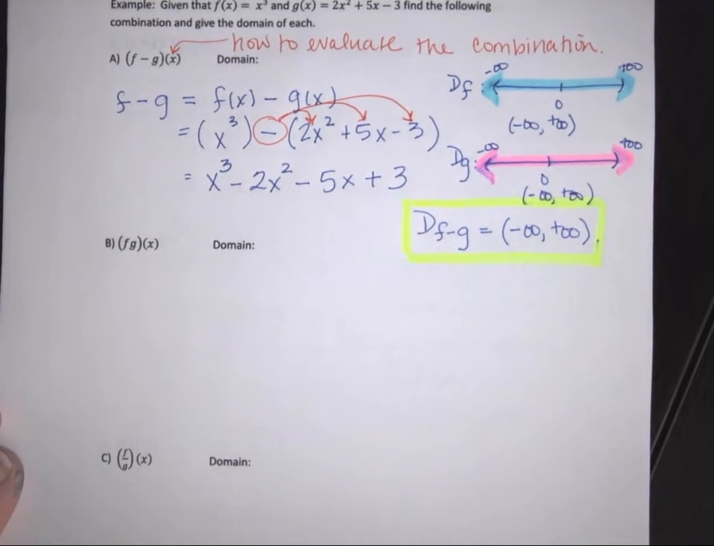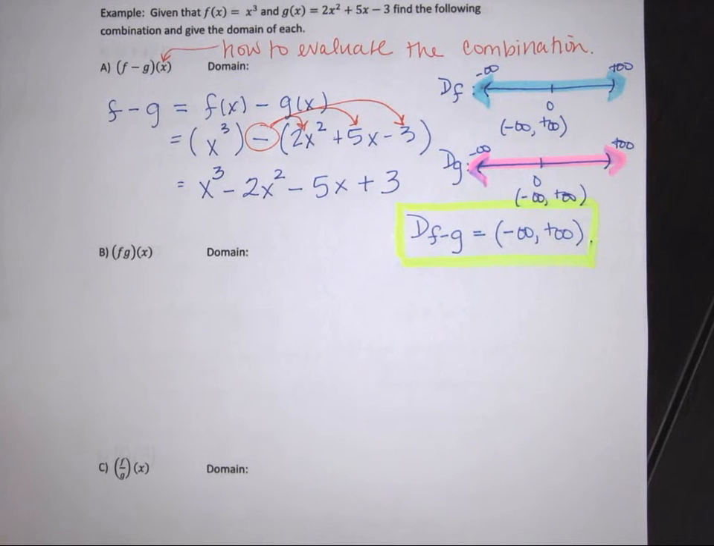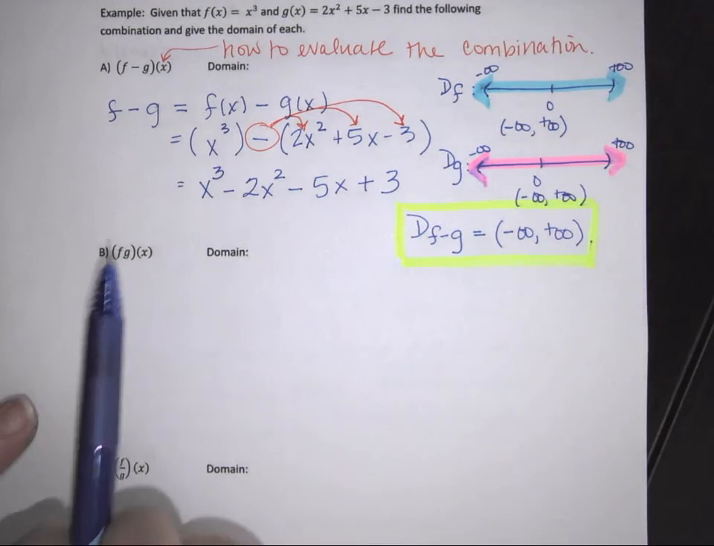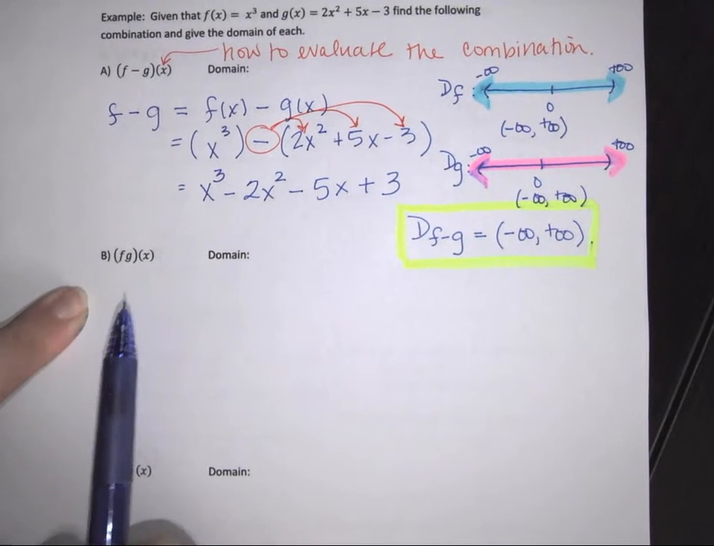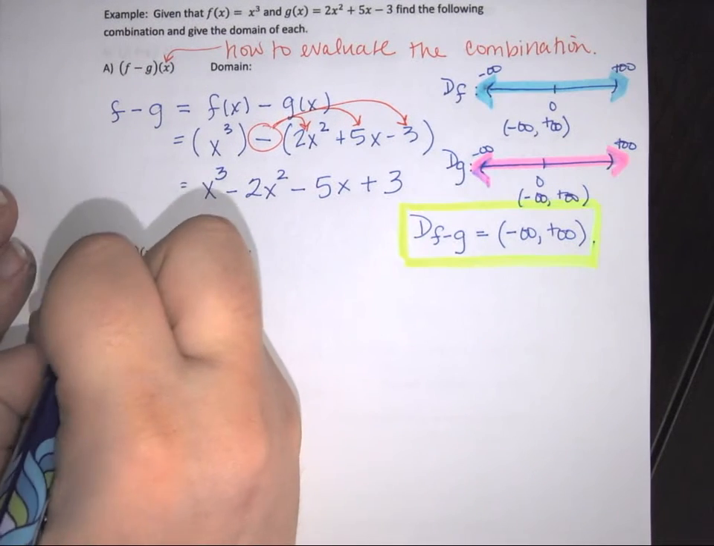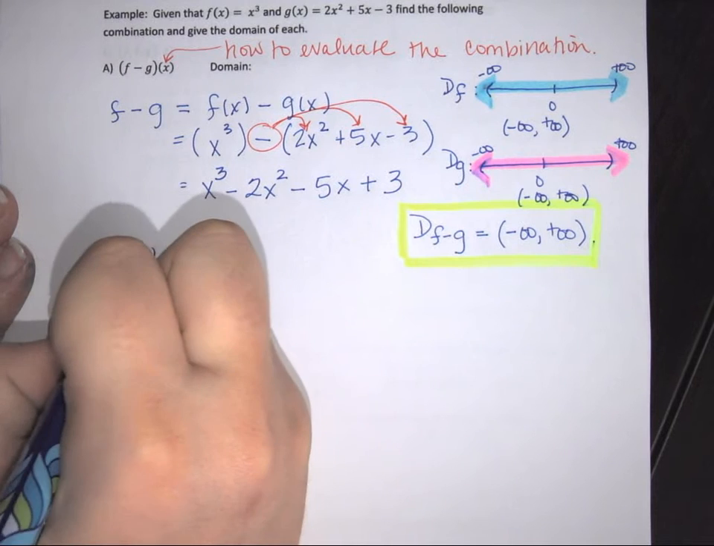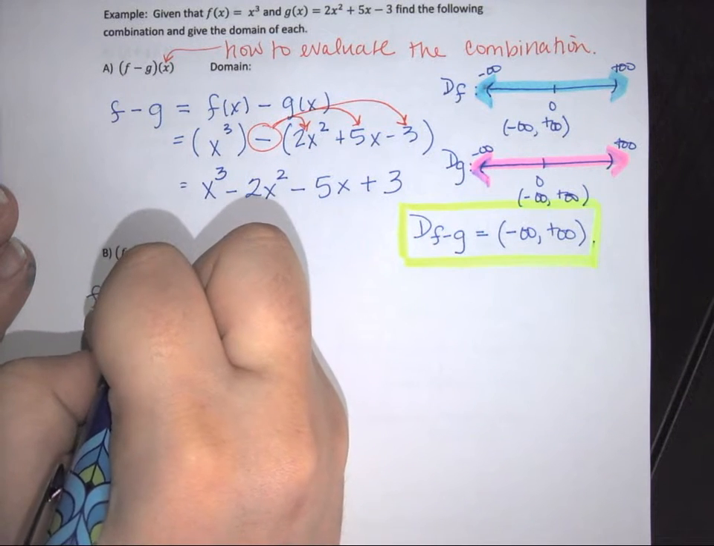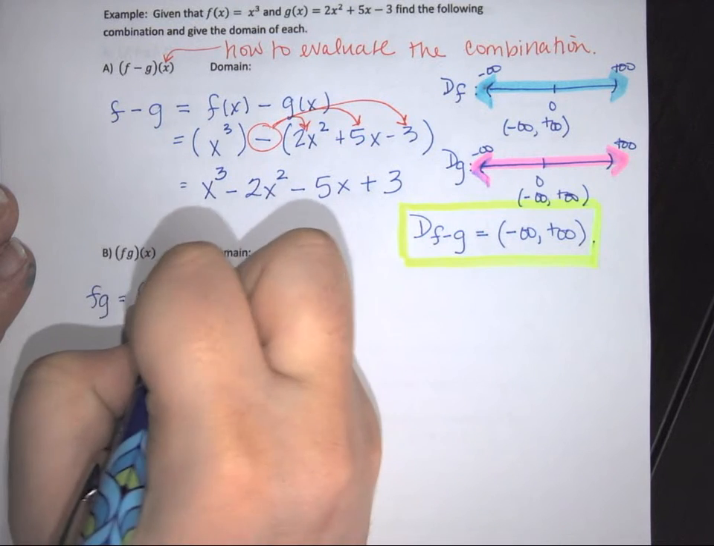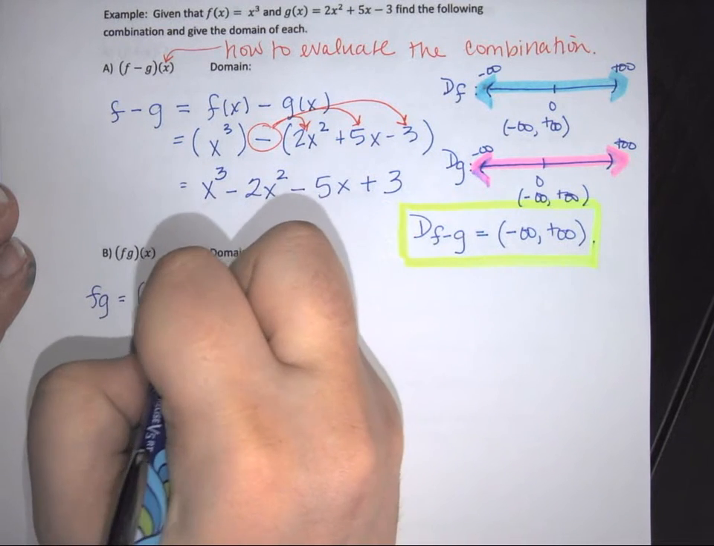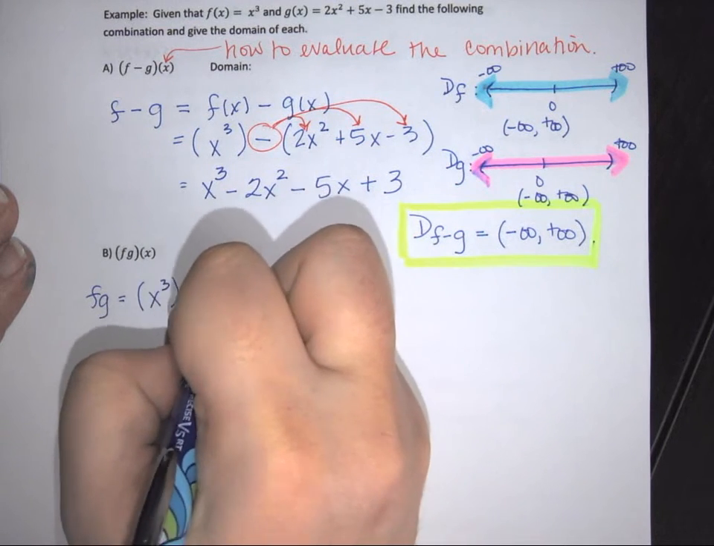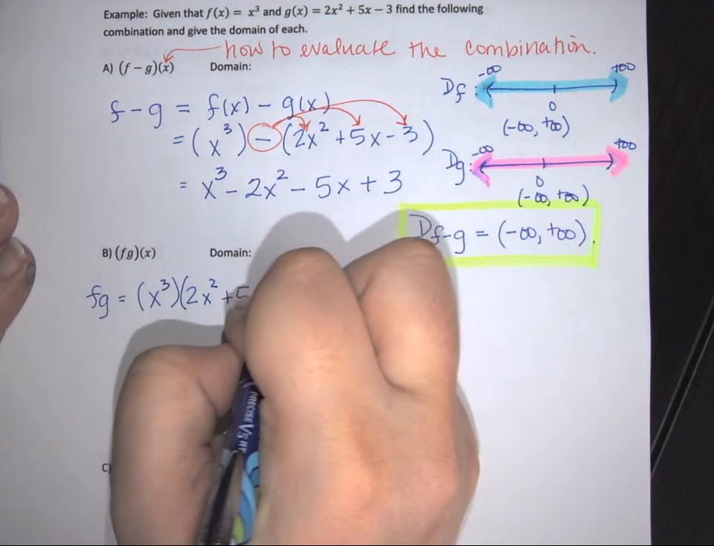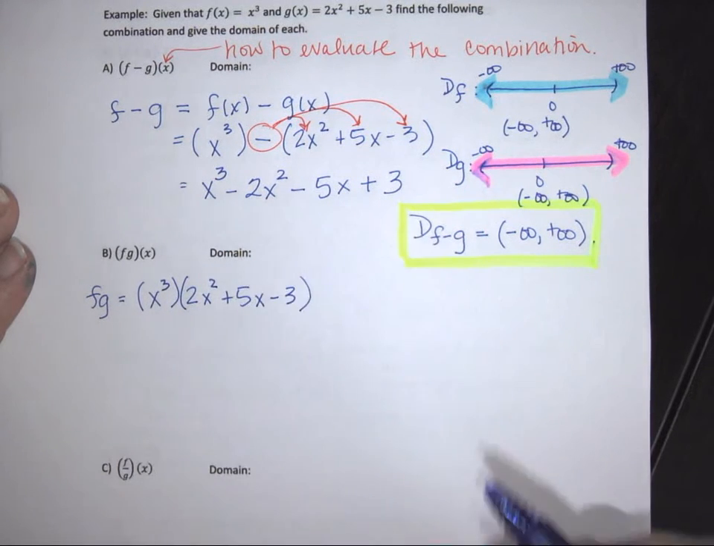Okay? So let's take a look at another one. We're going to use the same two functions here, but now let's look at what if we multiply them. So here we're going to look at f times g. Again, we know my f is going to be x cubed, and we're going to multiply that by the 2x squared plus the 5x minus 3.